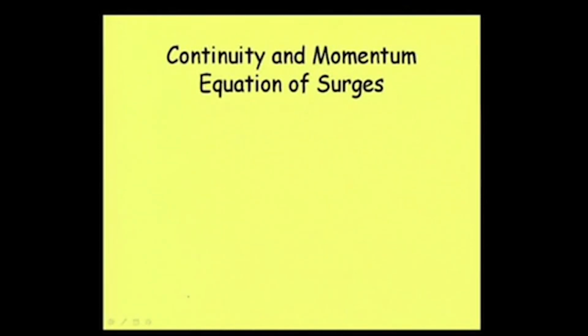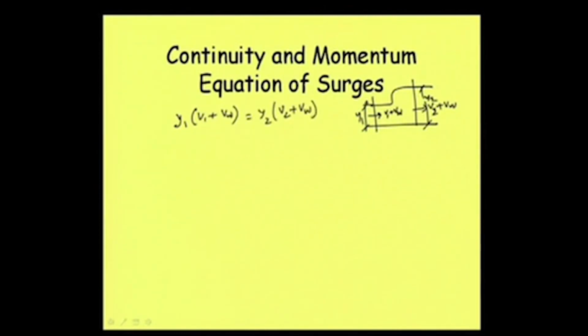So we have seen the continuity equation, and let me write it again and keep the diagram here quickly. This is v2 plus vw, and this is v1 plus vw, and the depth here is y1, and this is y2. The continuity equation we have already described: y1 into v1 plus vw is equal to y2 into v2 plus vw. Now we need to write the momentum equation.